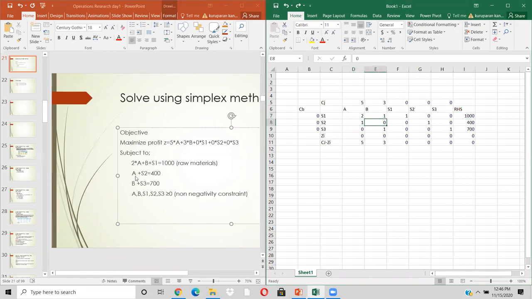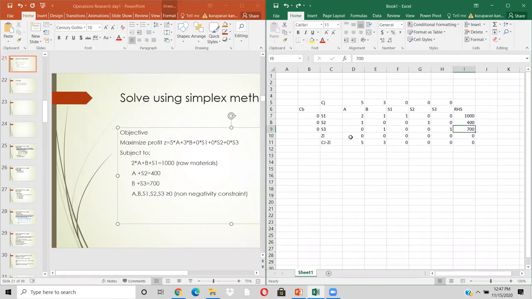Similarly, for the second constraint, the coefficient of A is 1. B is 0. S1 is 0, there is no S1. S2 is 1 and S3 is 0, and the right hand side will be 400. Similarly, for the third constraint, what is the coefficient of A here? That's 0. B is 1. S1 is 0 and S2 is 0. S3 is 1. The right hand side value is 700.